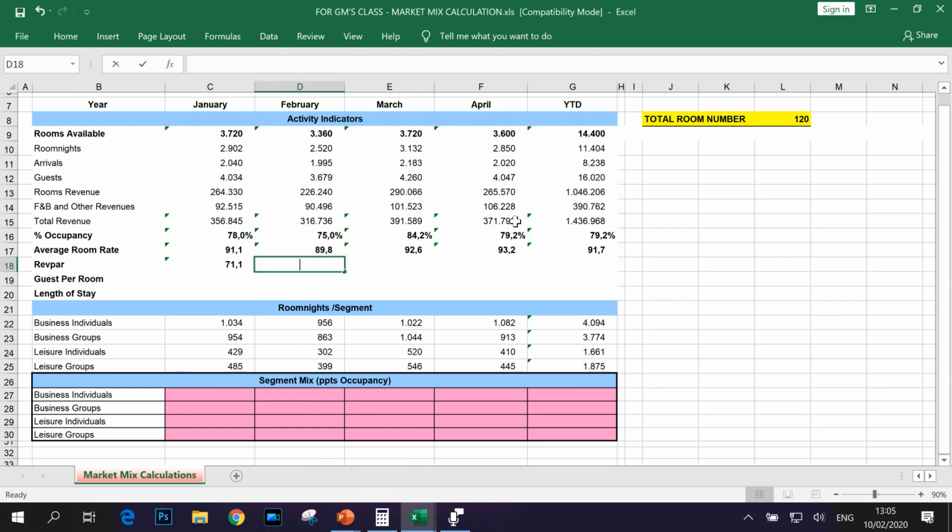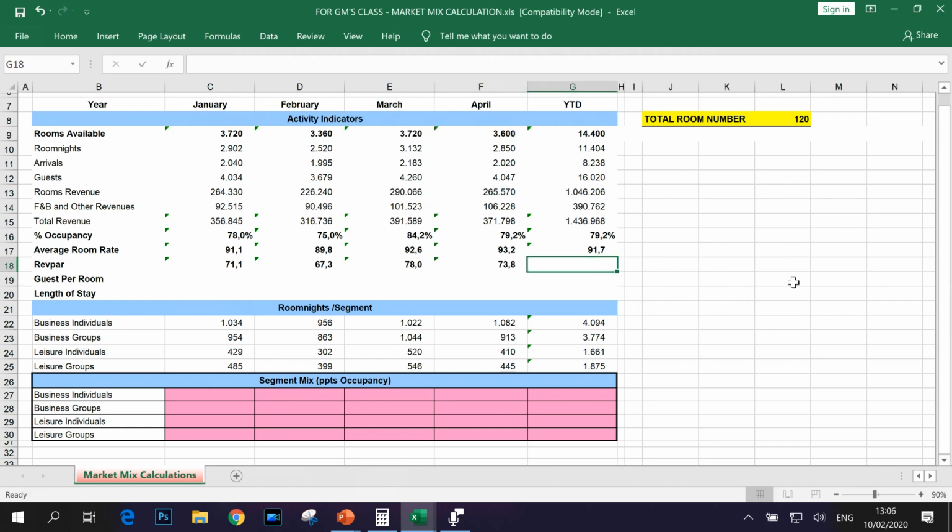RevPAR for February is revenue per available room. RevPAR for March, revenue per available room. April, RevPAR equals room revenue divided by available rooms here.